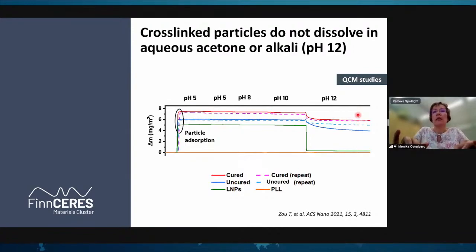Interestingly enough, when we had the hybrid particles, but they were uncured, they were still rather stable. So even if we are not heating them, we still see that they have cross-linked, so they have become more stable.